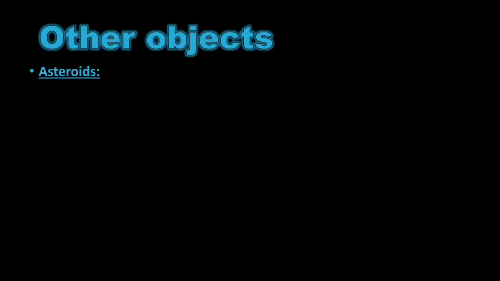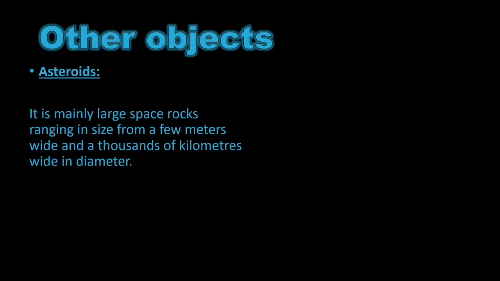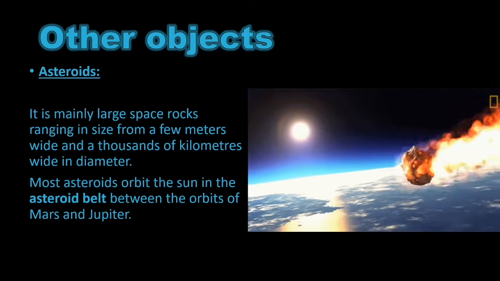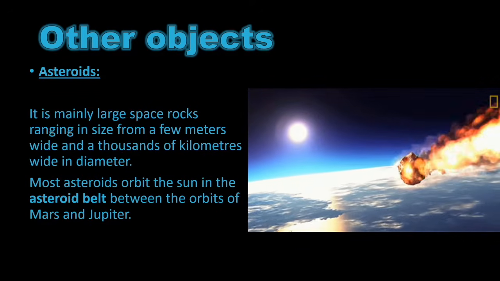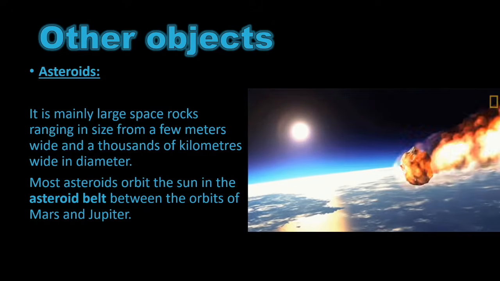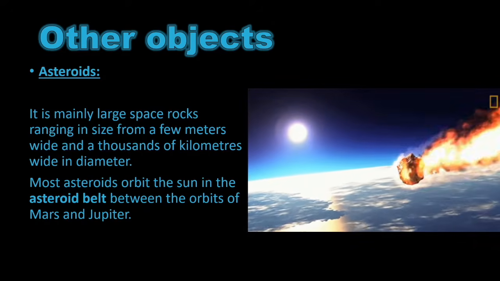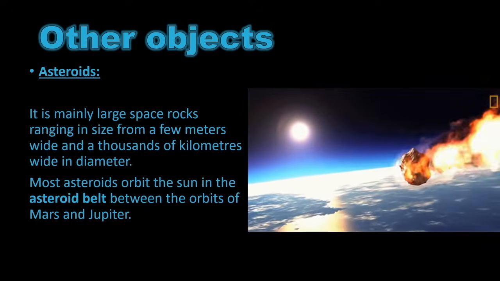We obviously don't just get the planets around our Sun, we get different other objects, something like asteroids. They're very large pieces of rock. They will vary in size. The diameter can be a few meters wide, even to a few thousand kilometers wide. Most of the asteroids orbit the Sun in the asteroid belt, and this we will find between Mars and Jupiter.